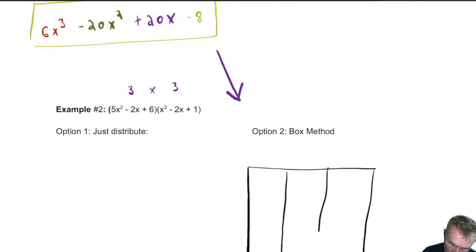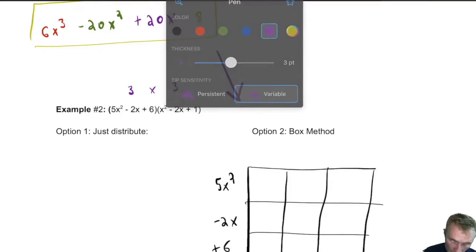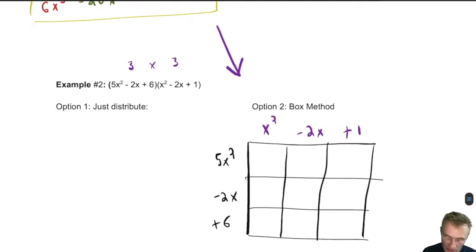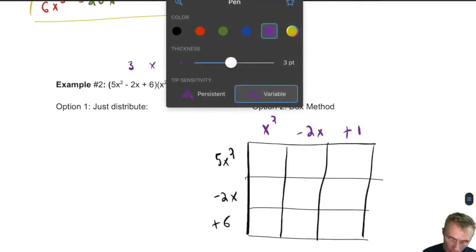Now I'm going to need 2 lines and 2 lines, 3 by 3. It'll at least help me keep organized. So I'll have 5x squared minus 2x plus 6, and then I'm going to have x squared minus 2x plus 1. So again, each box is one pair of the 9 possible pairs multiplied.